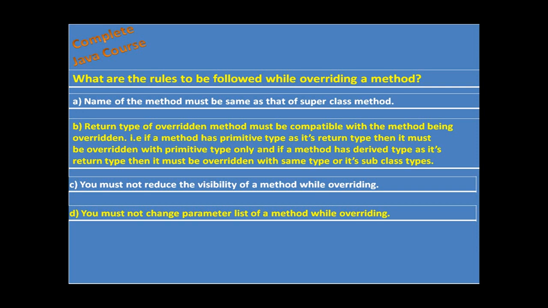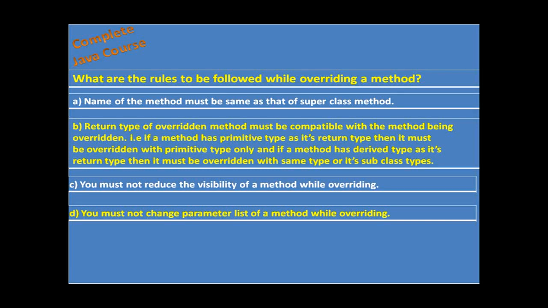Now, the next point is that you must not change the parameter list of a method while overriding. This point says that if your method is taking any parameters, you cannot change the parameters. You cannot change the number of parameters.